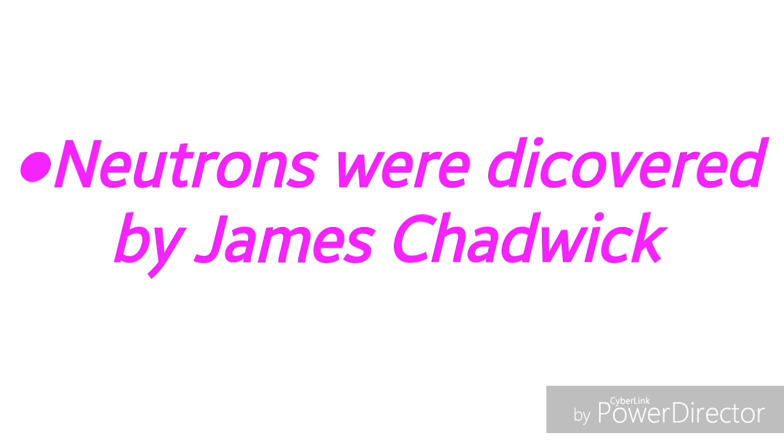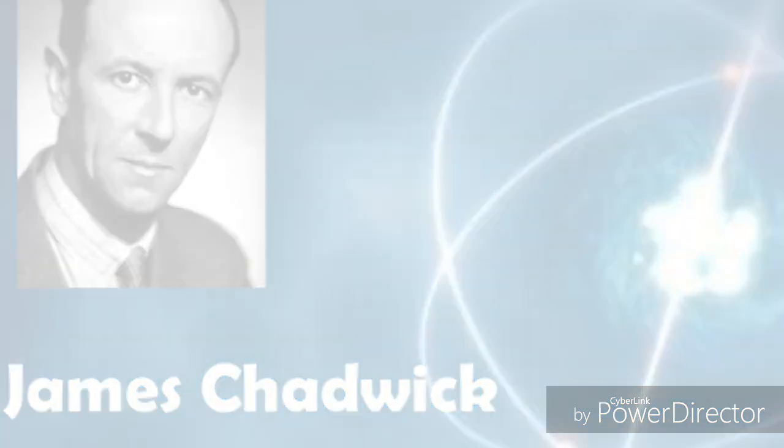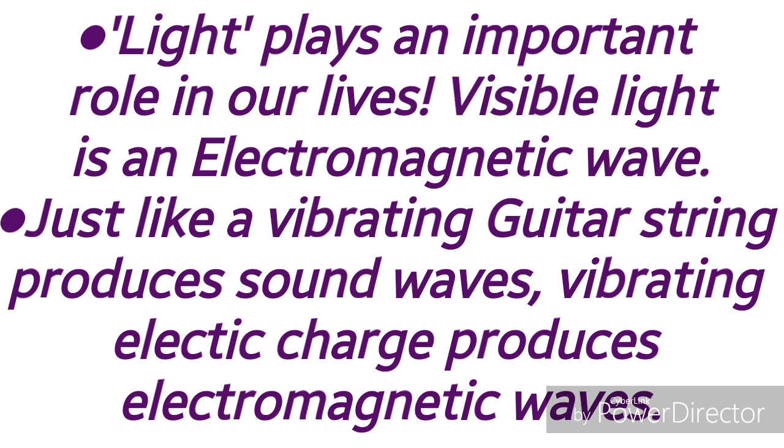Neutrons were discovered by James Chadwick. These neutrons are present in the nucleus of atom, and they don't carry any charge. They are neutral charged. The number of neutrons may vary in the atoms of an element, which leads to the formation of isotopes. Some elements have isotopes. In these isotopes, the number of neutrons will change.